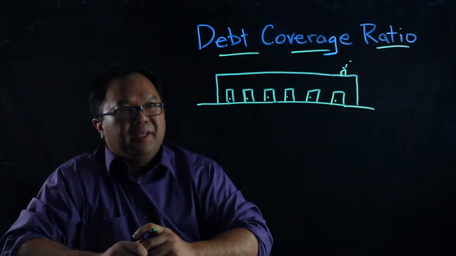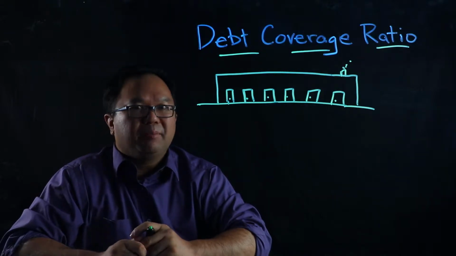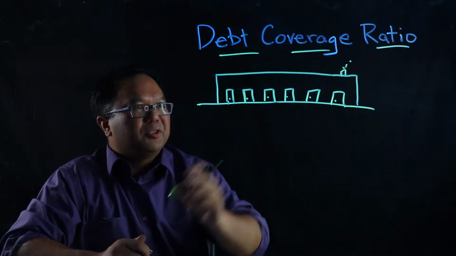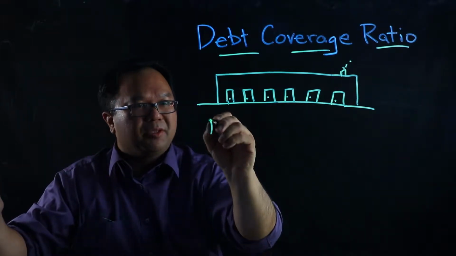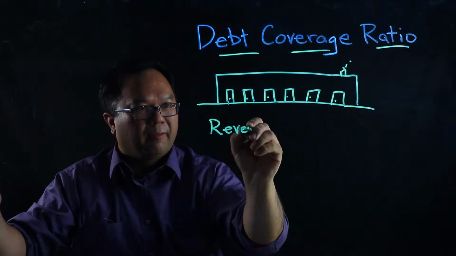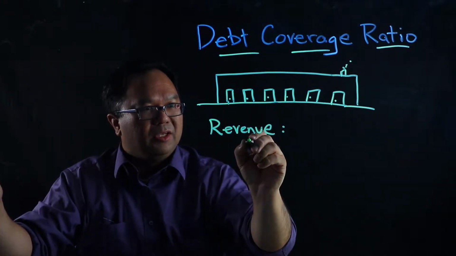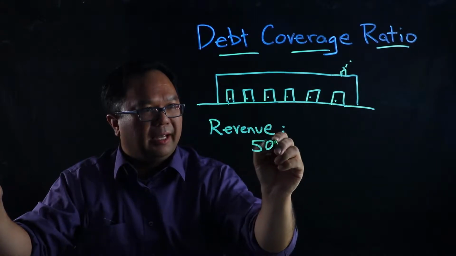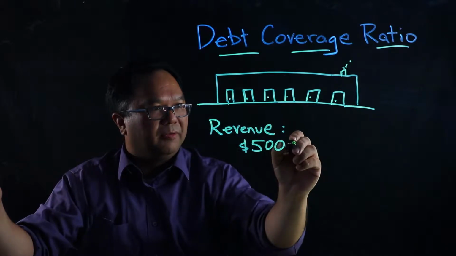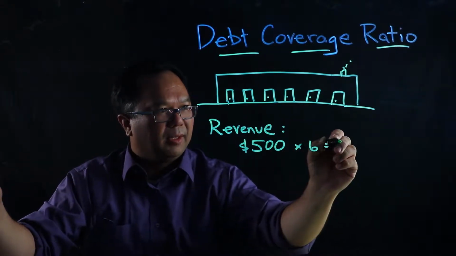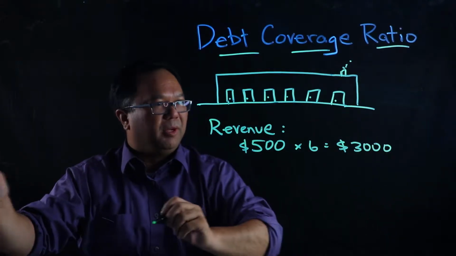Okay, so here's an example. Let's say you want to buy a 6-unit property, a commercial real estate property that you want to rent out. So you have a building with 6 doors here, and let's say for each one, when it comes to the revenue, each unit is going to have a rent of $500 per month. If you multiply that by 6, that comes out to a revenue of $3,000 per month.